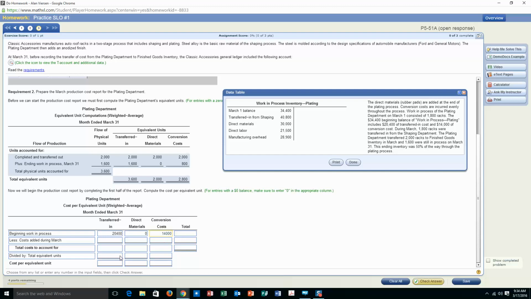Okay, so you can finish the table, then go on and do the allocation for the different costs, both for the completed and transferred out and the ending work in process. And then, of course, there are some basic journal entries. You can find those in the textbook.